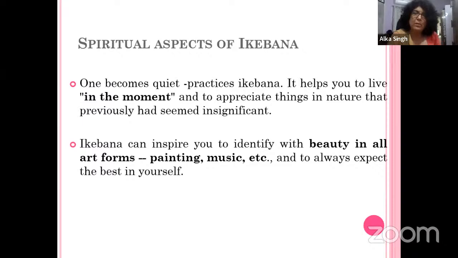And the second thing is that in Ikebana, it makes you identify with the goodness in life. Like the good things in life, those which are more aesthetic, more beautiful, like music, like painting, those things also initiate once you are into Ikebana.